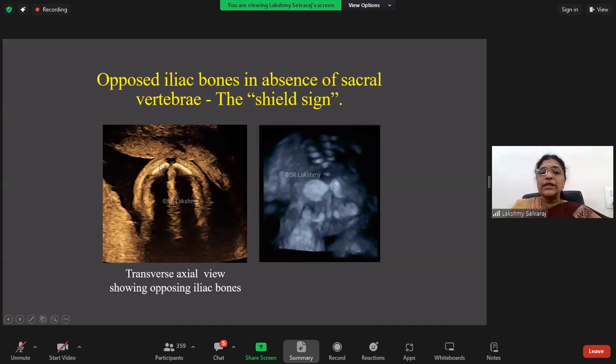When you do the transverse section to see the iliac bones, they oppose each other in the midline, and this is called the shield sign, a feature of complete sacral agenesis. Look at this. When you do the rendition, you can easily see the sacral bones kissing each other, and that the spine has ended way before the iliac bones.